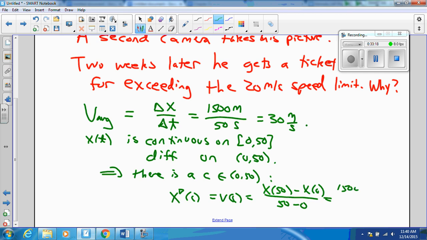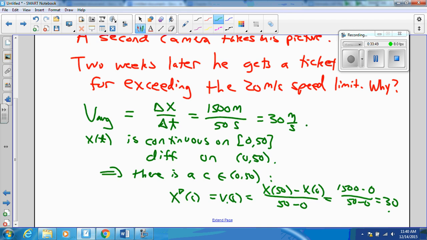Now, look at that carefully. What is that? That's just delta x over delta t. That's equal to 1,500 minus 0 over 50 minus 0, which is 30 meters per second. What does the mean value theorem do for us? It means that since his average rate of change was 30 meters per second in the tunnel, there had to have been a time when his actual speed was 30 meters per second in the tunnel. Or possibly higher.